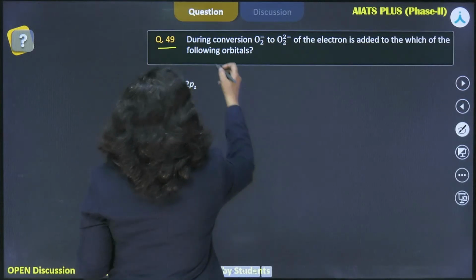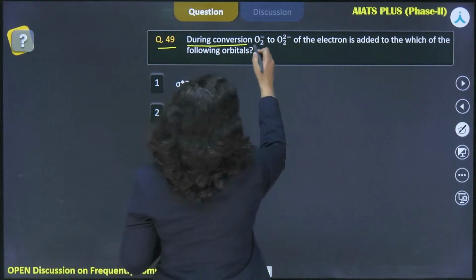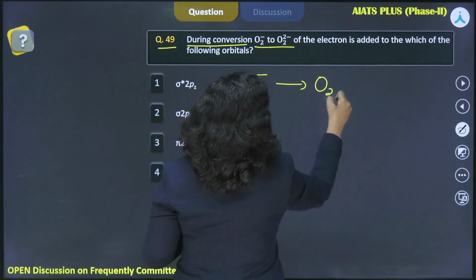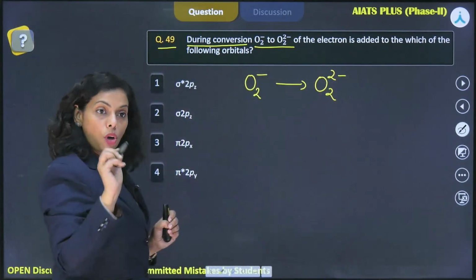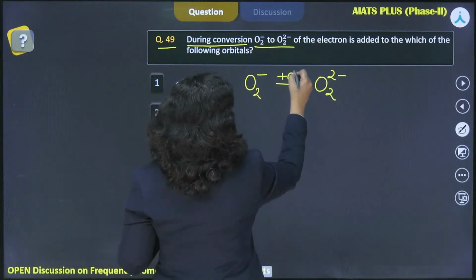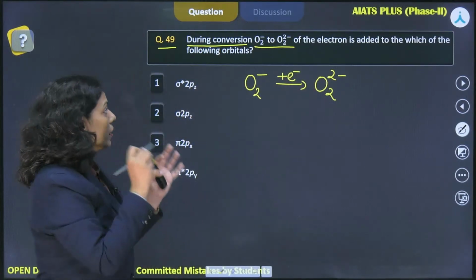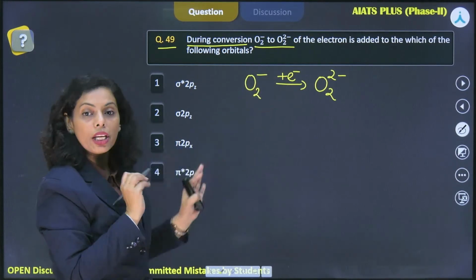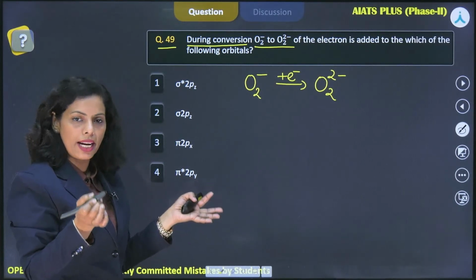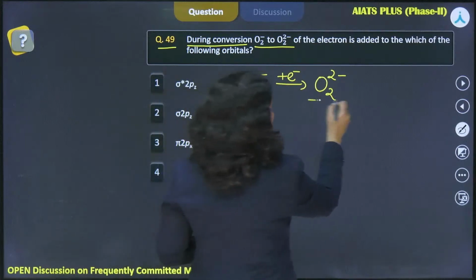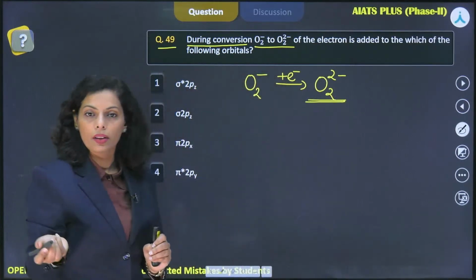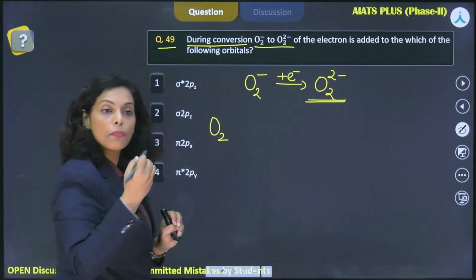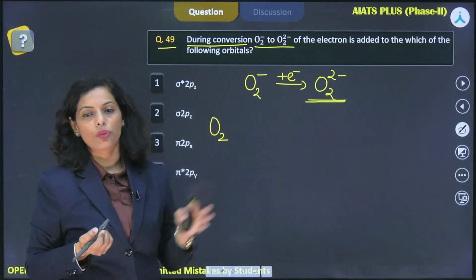Done? Okay. So during conversion from O2 minus to O2 2 minus, what is actually happening? You are adding one electron. Though it's a very difficult process because oxygen already has the negative charge and you are adding one electron to it. Highly energetic process it is. Everybody is aware about it, right? And if you are adding an electron to it, in which orbital is it adding, right? That you need to identify. So first of all, we have to think about the molecular orbital configuration for this O2.